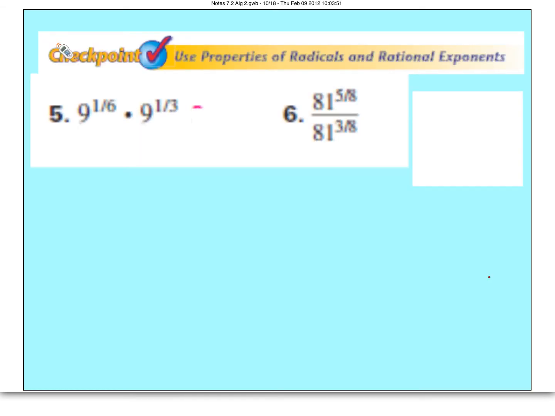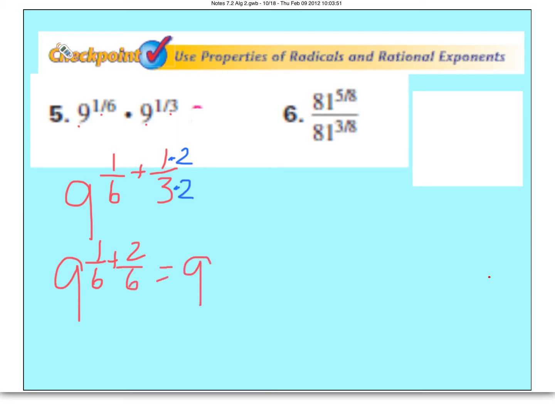The last two here are some extra practice if you want to go through it. Number 5 is a little trickier. The same base number, so it's 9. These are separated, so I'm going to just add the exponents. Now, unfortunately, the exponents do not have a common denominator, so you are going to have to do that. The common number I can make between a 6 and a 3 is a 6. So multiply the 3 by a 2. What I do to the bottom, I do to the top. So the question is, what is 9 to the 1/6 plus 2/6? Well, that's 9 to the 3 over 6, which is 9 to the 1/2, which means the square root, which is 3.